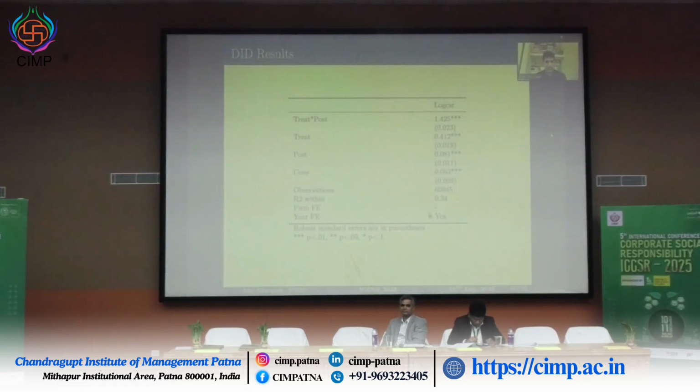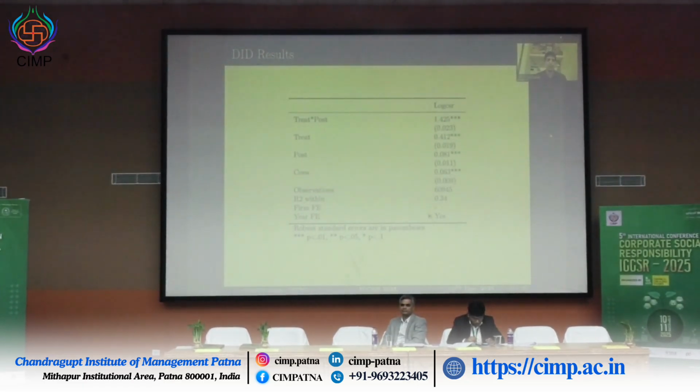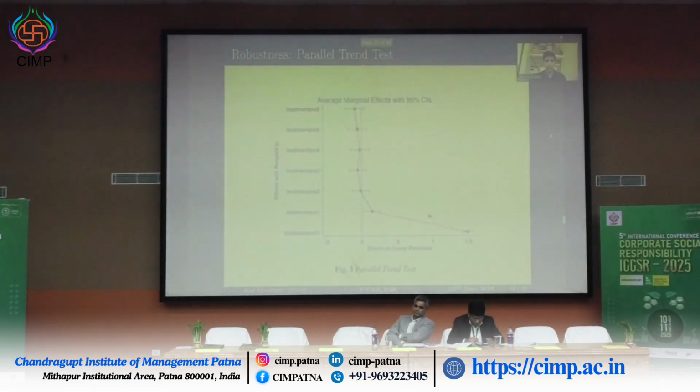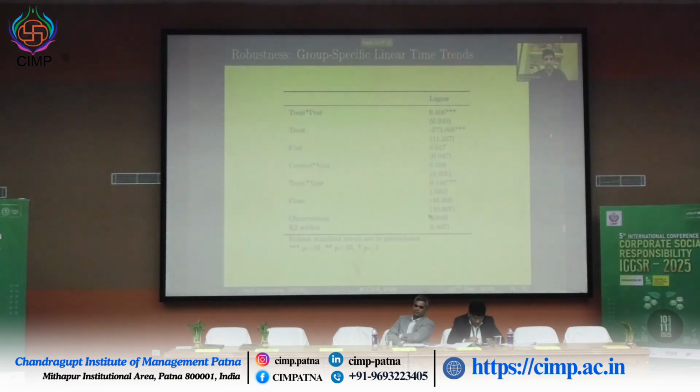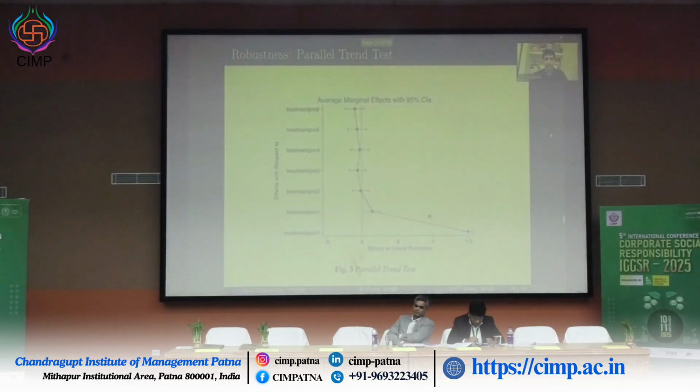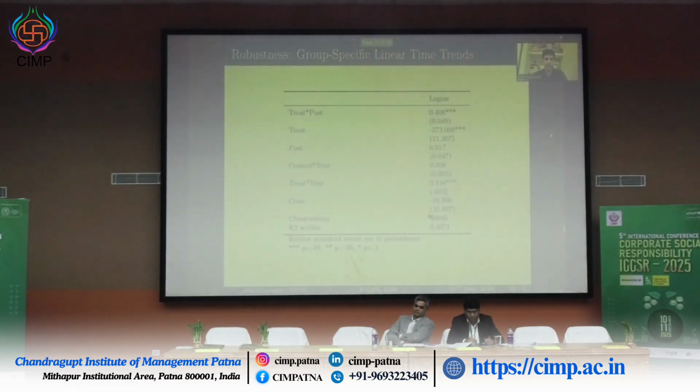Then we come to the results, which also show that compared to the control group, the mandated or treatment group spends significantly higher. If you convert to percentage form, more than 300% increase has been seen in the treatment group. For the robustness check, because of time constraint, I will quickly run over, but it satisfied multiple robustness checks of parallel trend, then group specific linear time trends.